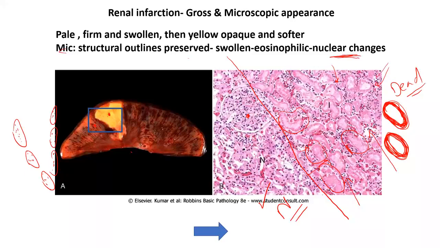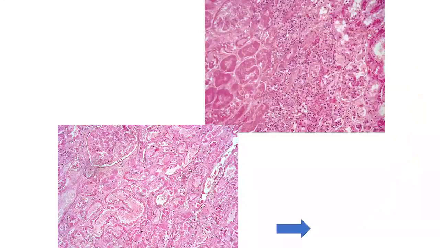We have maintenance of the structural outlines, but the lining cells are swollen, intensely eosinophilic, and show nuclear changes, pycnosis, karyorrhexis, or karyolysis, and they are surrounded by inflammatory cells. So here we have the inflammation and the small dilated blood vessels that bring the inflammatory cells. So this is the gross and microscopic picture of renal infarction as an example of coagulative type of necrosis.